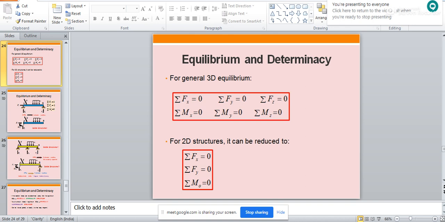So for making things a little bit easier, what we generally do is change the structure from three-dimensional and idealize it as a two-dimensional structure. Yesterday I showed you how to idealize the structure as a two-dimensional structure, and if you do so, then the number of equations of equilibrium reduces from 6 to 3. So you'll get 3 equations: sigma Fx equal to 0, sigma Fy equal to 0, and sigma Mz equal to 0.